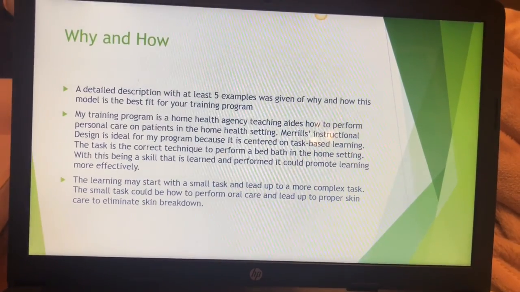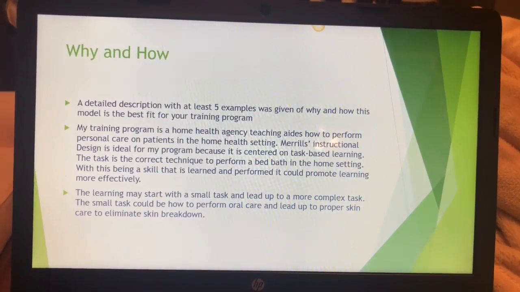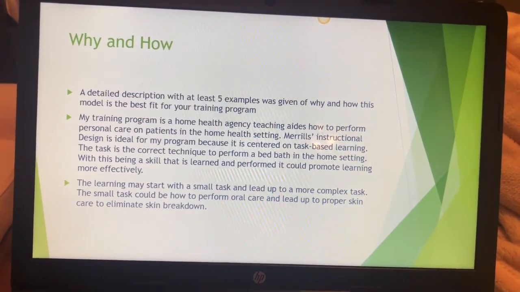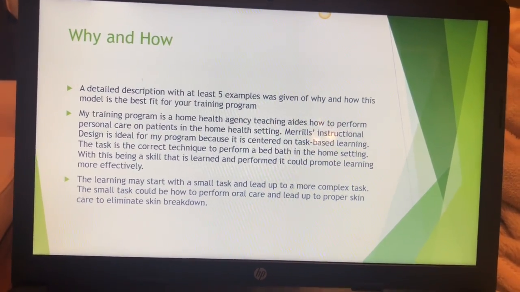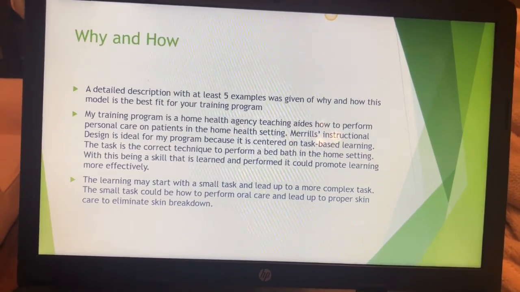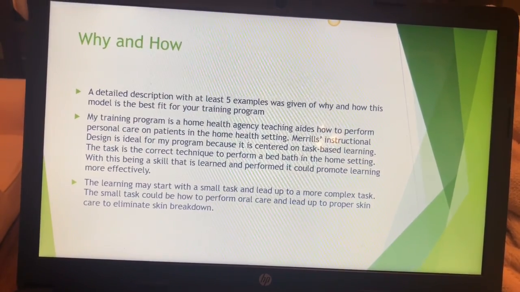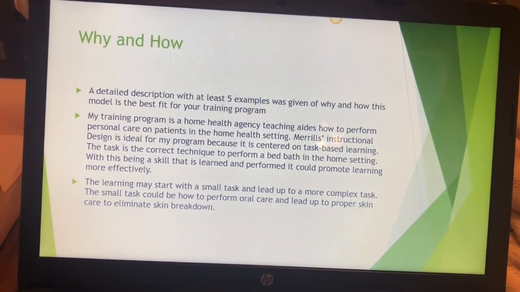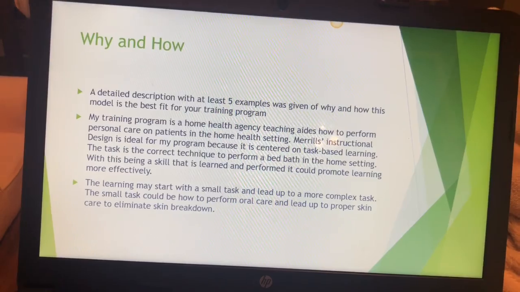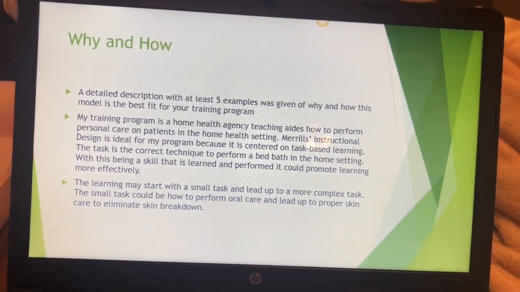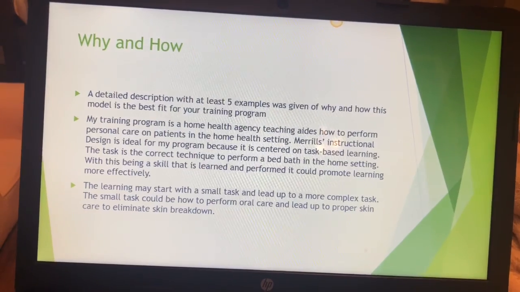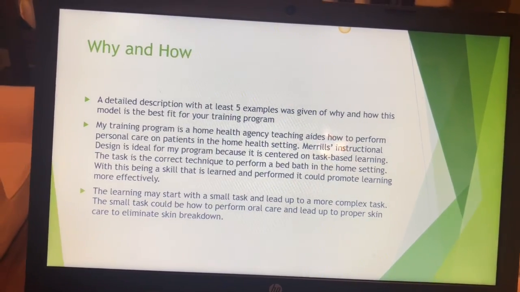Why and how do I think this is best for my training program? My training program was with home health aides to perform adequate personal care, so I really liked that Merrill's includes task-based learning. You take the task, demonstrate the task, teach the theory, and then hopefully they're able to practice in the lab and perform that skill. It may start with a small task and lead up to a more complex task, where you're maybe helping them perform oral care and then lead up to being able to identify skin breakdown.